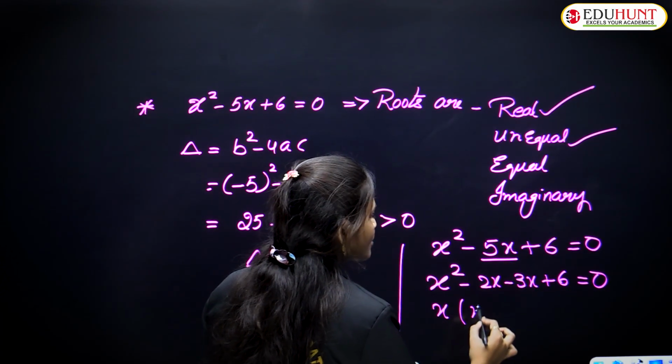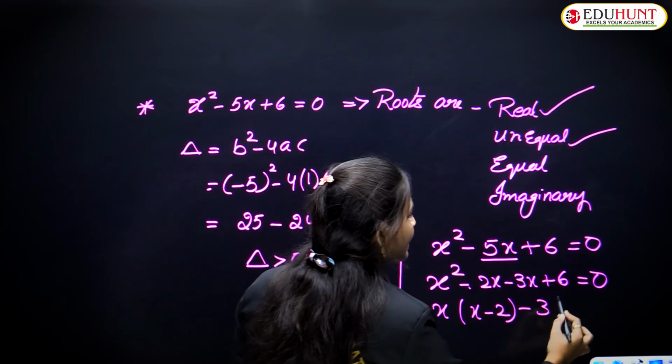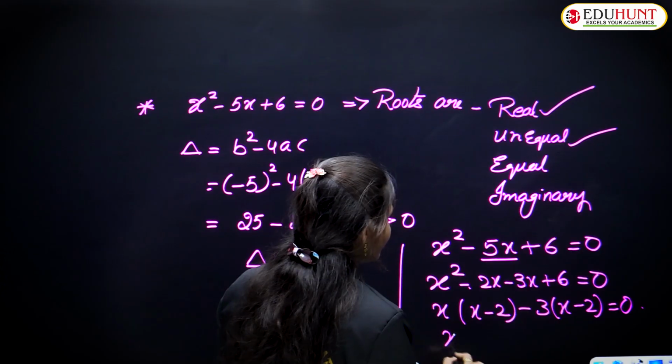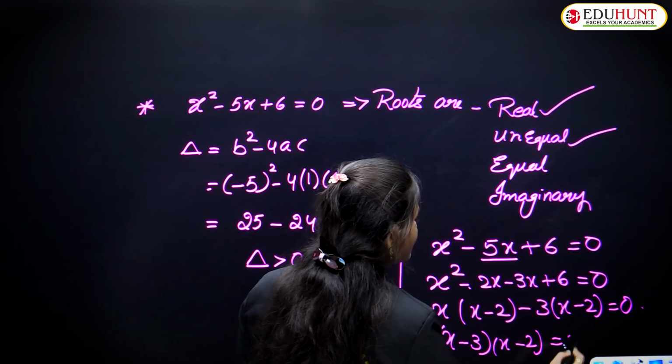So take that x as common, so the leftover is x minus 2. Minus 3 as common, here also x minus 2, which is equal to 0. So (x minus 3) into (x minus 2) is equal to 0.